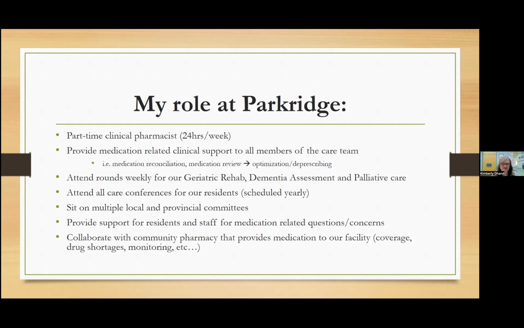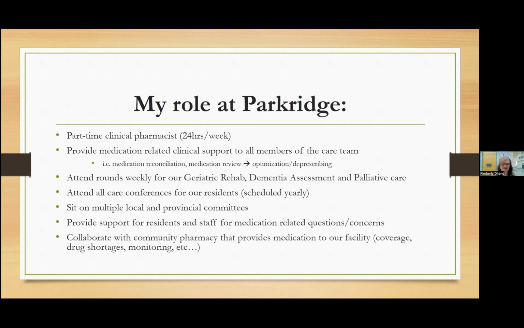I attend rounds weekly, so we have geriatric rehab rounds, dementia assessment unit rounds, and palliative care rounds weekly. In addition to that, we have yearly care conferences for all of our residents. So that ends up translating to 1 to 2 care conferences per day for all the people who live in our building here. And I also sit on multiple local and provincial committees.